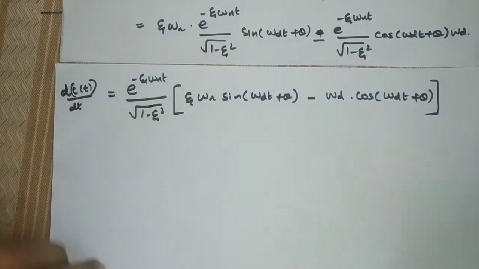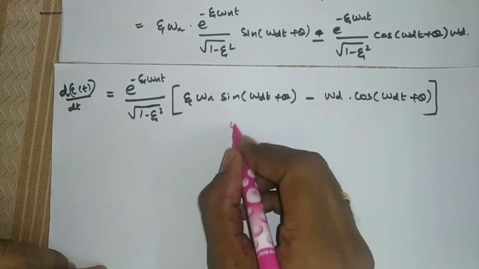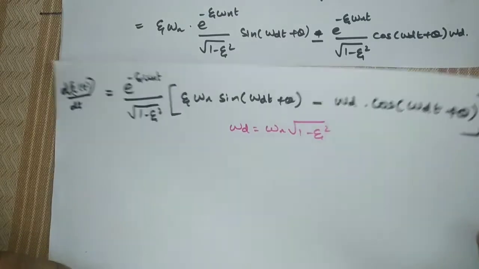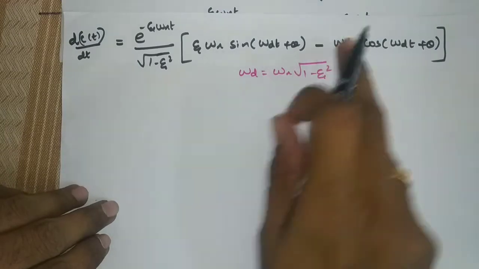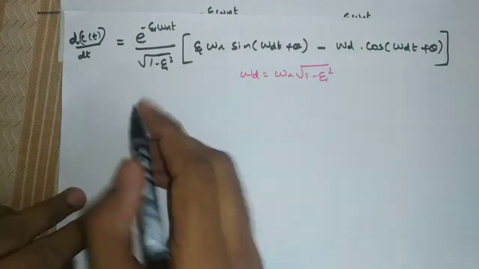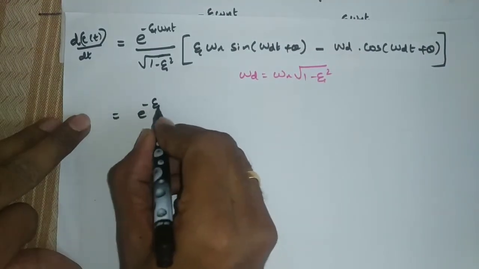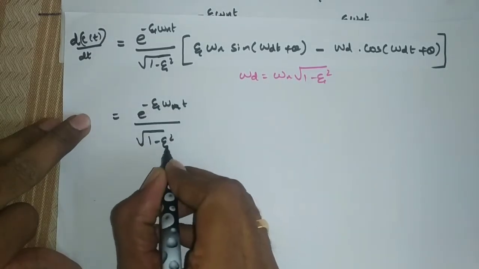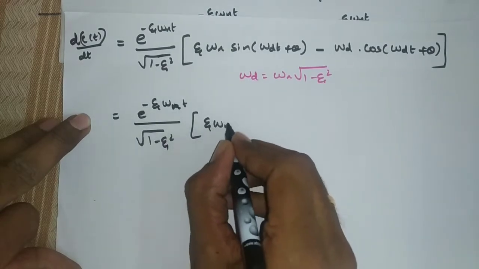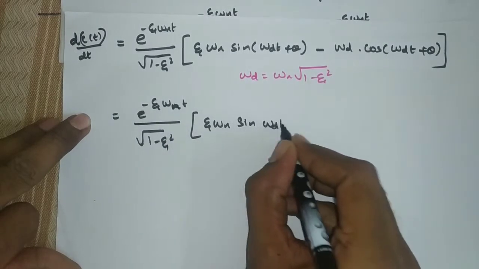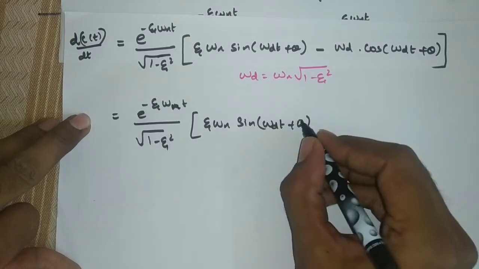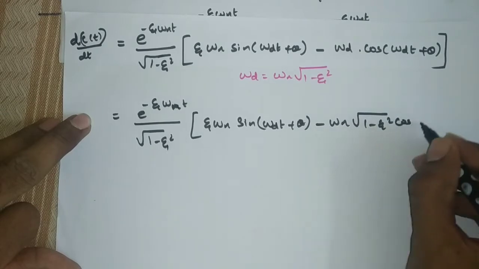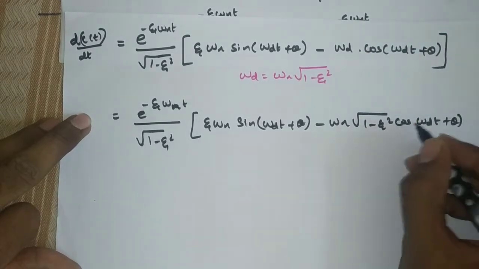Okay, so we know the formula for damping, this is damping frequency. Damping frequency is nothing but omega n into root of 1 minus eta square, is it not? So let me substitute this value of omega d in this previous equation. We will get e power minus eta omega n t divided by root of 1 minus eta square. We will get eta omega n sine of omega dt plus theta, minus omega n root of 1 minus eta square cos omega dt plus theta.